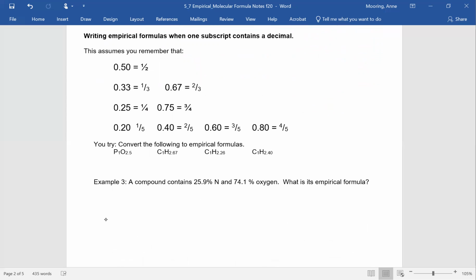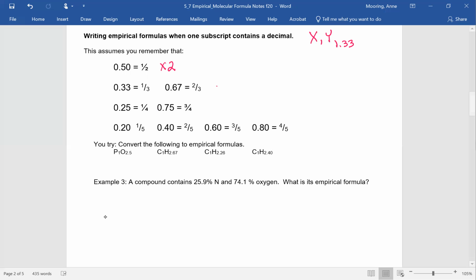For example, you would have X1, Y1.33. What do you do with that? Well, remember that we can turn decimals into fractions. We're going to assume that you remember that 0.50 is equal to 1/2, and we can make that go away by multiplying by 2. We're also going to assume that you remember that 0.33 is 1/3 and 0.67 or 0.66 is 2/3.